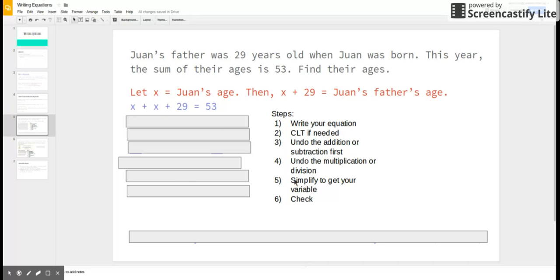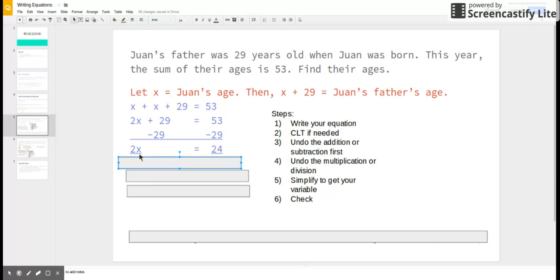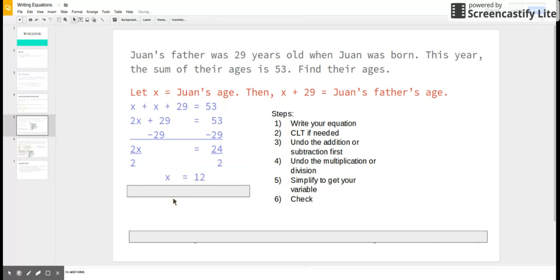Now, in case you forgot how to solve equations, I have the steps written out for you here. So write your equation, combine like terms if necessary. So I have x plus x here. It would be 2x plus 29 equals 53. Undo the addition or subtraction first. So I'm going to subtract 29 on both sides. And I'm left with 2x is equal to 24. So now I'm going to undo the multiplication from 2x. Now, dividing both sides by 2, the 2's cancel out, and I'm left with x is equal to 12.